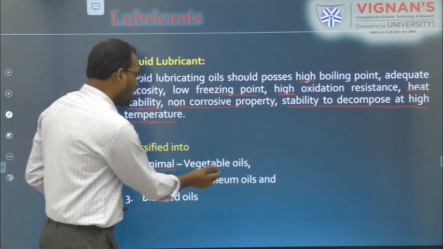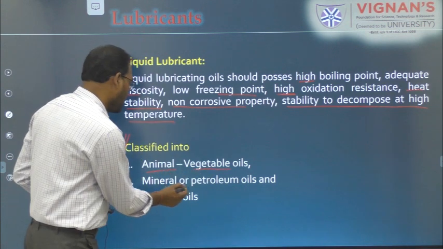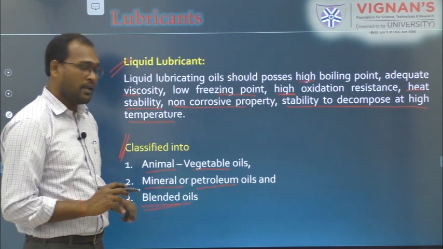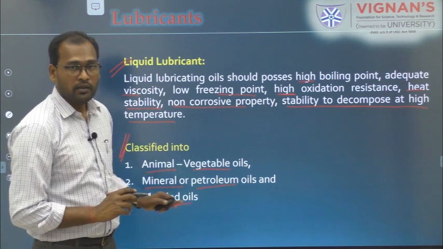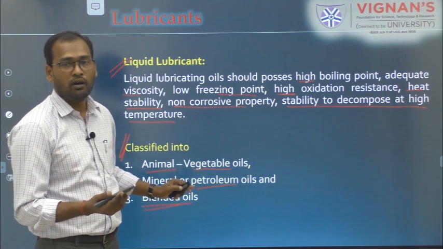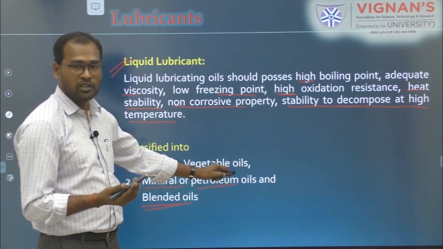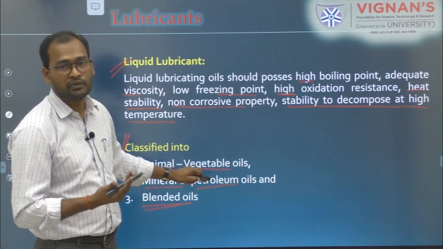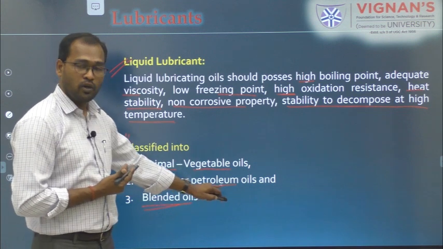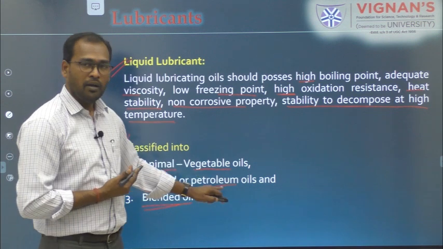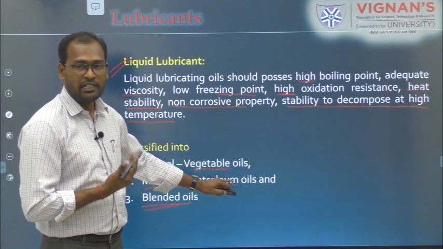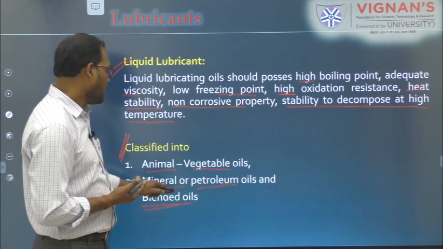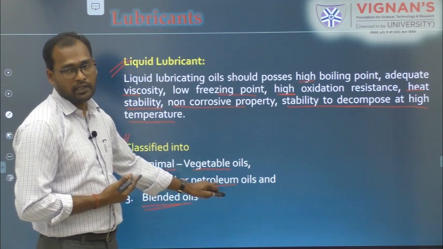One is animal or vegetable oils, the second is mineral or petroleum oils, and the last is blended oils. Animal and vegetable oils come mainly from animal fats, vegetables, fruits, or nuts, and they have very high oiliness; the hydrophobicity is very high. Mineral and petroleum oils come from petroleum crude, which is distilled to get different oils, and they have very little oiliness.